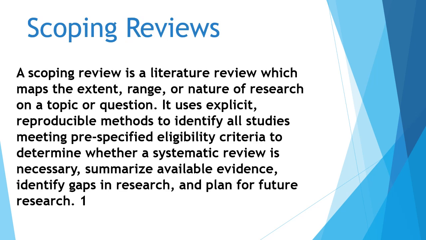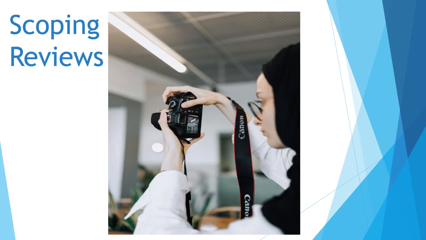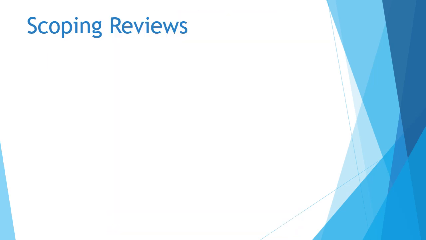If you're new to scoping reviews, here's a short definition. A scoping review is a literature review which maps the extent, range, or nature of research on a topic or question. It uses explicit, reproducible methods to identify all studies meeting pre-specified eligibility criteria to determine whether a systematic review is necessary, summarize available evidence, identify gaps in research, and plan for future research. Another simpler way of putting it is that a scoping review takes a photograph of all the research related to your question or topic that exists at this time.